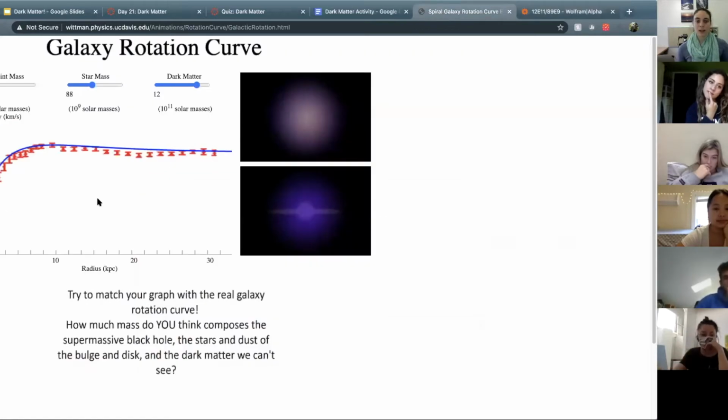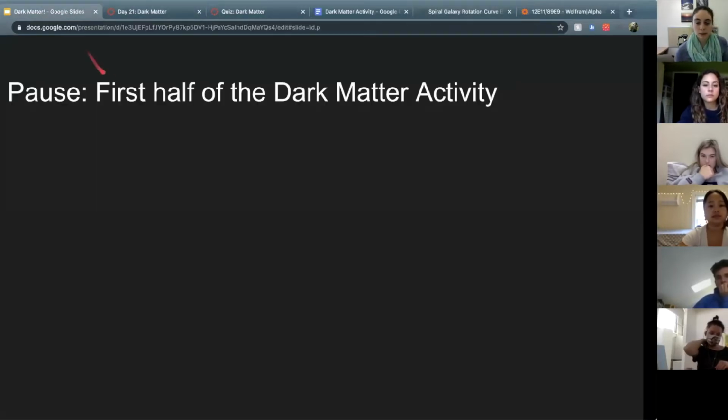So that is kind of the point of this, is that to fit this curve, you need dark matter, and you need quite a bit more dark matter than stars in order to make things work. Any other questions about any of that?